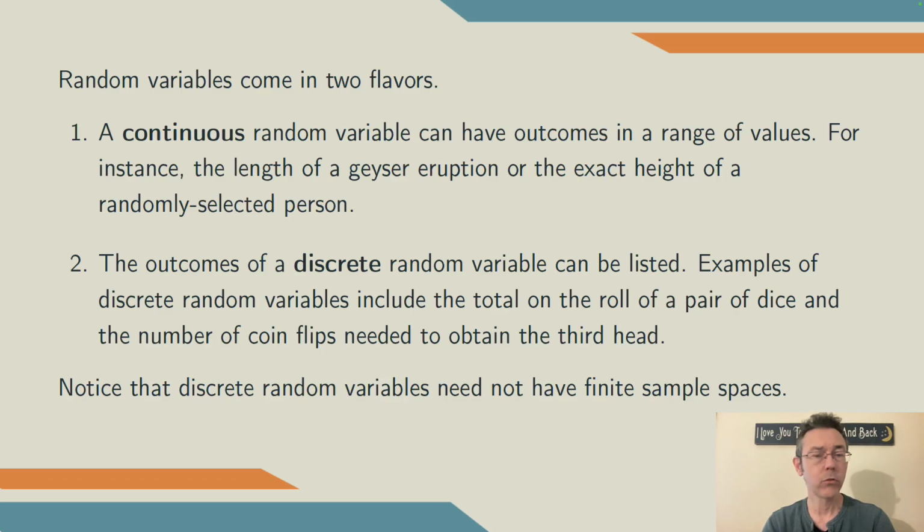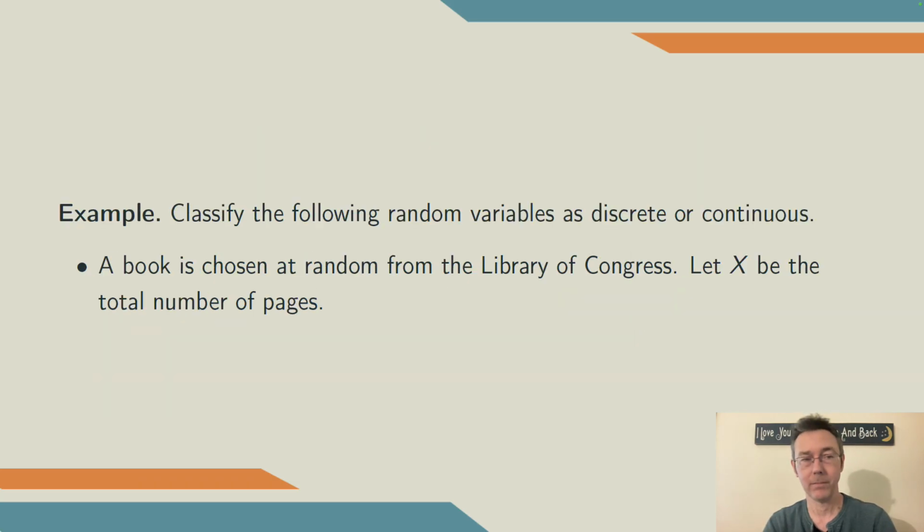The outcomes of a discrete random variable, on the other hand, can be listed. For instance, the total on the roll of a pair of dice, 2, 3, 4, 5, 6, 7, 8, 9, 10, 11, 12, or the total number of coin flips needed to obtain the third head. Notice that in that second case, there isn't an upper bound on the number of flips that you might need. It can be 3, 4, 5, or any number greater than that. So a discrete random variable does not need to have a finite sample space.